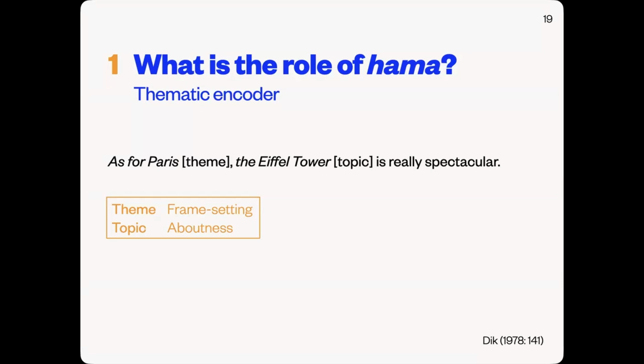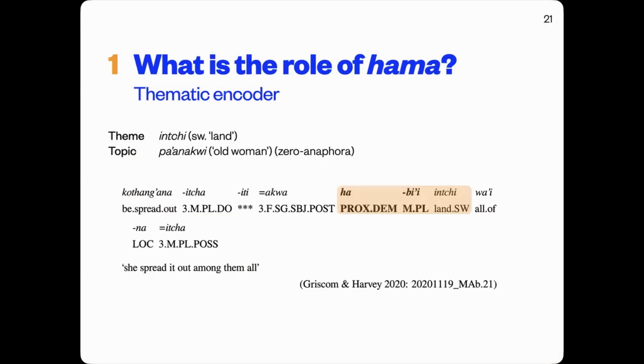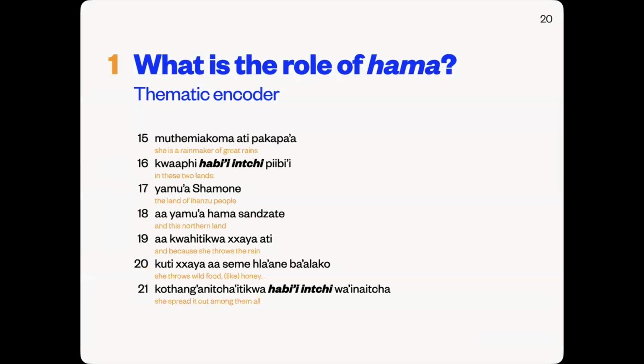What do I mean exactly by theme? As for theme, I'm following Dik, 1978. The theme sets the frame of the utterance, while the topic is, of course, what the sentence is about. This is an example from Dik, as I told you: as for Paris, the Eiffel Tower is really spectacular. And I wanted to take a look at this text here, but I want to make sure you have some context before.